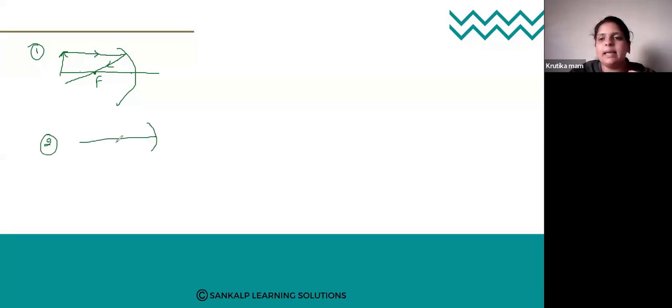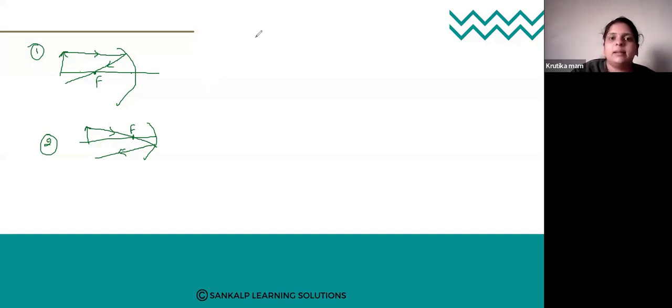So I am reversing the first case so that it is easy for remembering. The second rule states that the rays which are passing through the focus, this is the incident ray, after reflection go parallel to the principal axis. So first is what? The rays which are parallel to the principal axis go through the focus after reflection. Second is what? The rays which are passing through the focus go parallel to the principal axis after reflection.